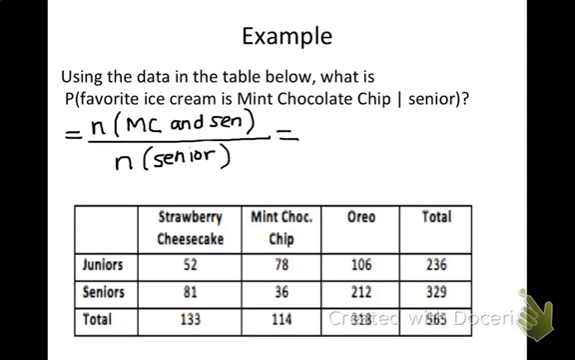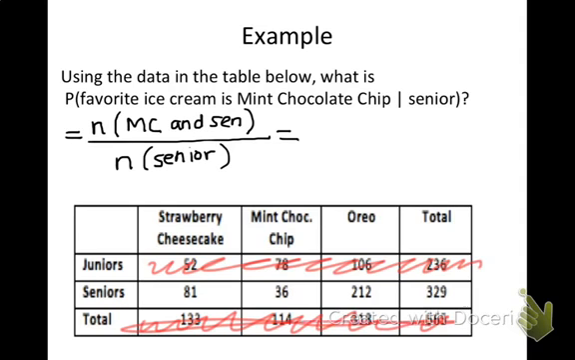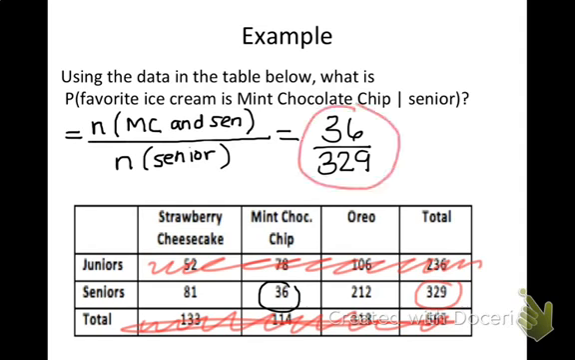What comes last is our given when it's in the probability notation. What I like to do when I can is mark out everybody else, because we're only looking at seniors. That is our given, just the seniors. So how many seniors are there? The number of seniors is 329. How many people like mint chocolate chip and are seniors? 36. I don't think that could be simplified, so that would be your final answer. If we're choosing from seniors, there's a 36 out of 329 chance that their favorite ice cream is mint chocolate chip.